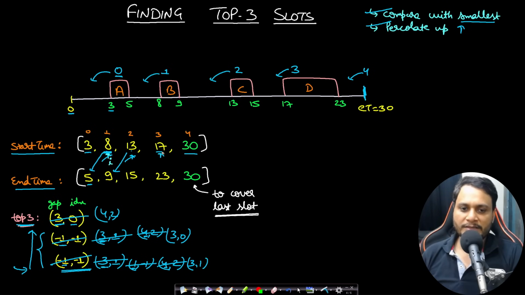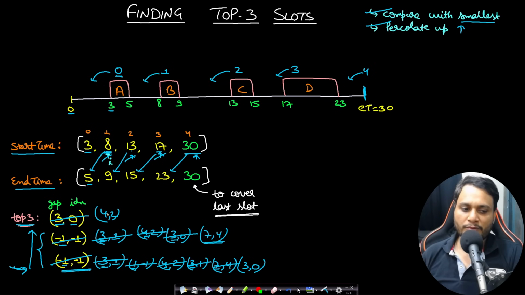Go to the next item, which is 17. Get the gap. 17 minus 15 is 2. If you compare with the last item, 2 is smaller than 3, so nothing is going to happen. Again check 30. 30 minus 23 is 7. 7 is greater than 3, so 7 comma 4 will be appended, and now try to percolate up. 7 is greater than 3, so 7 comma 4 comes here, 3 comma 0 comes here, right?